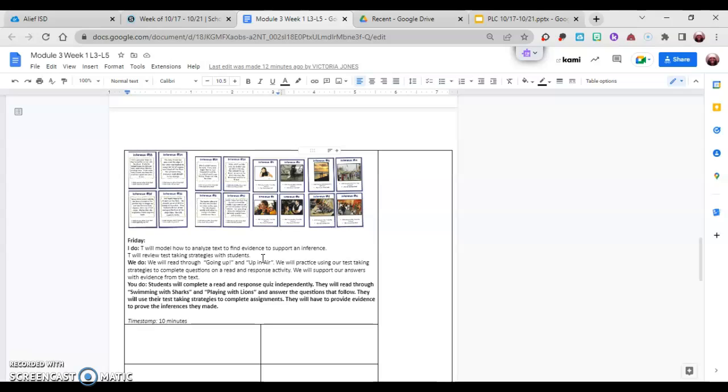I'll know you'll have this completed by looking at your lesson plans for Wednesday. That will be your exit ticket, is to go in to your lesson plans for this week and add those check for understanding pieces.